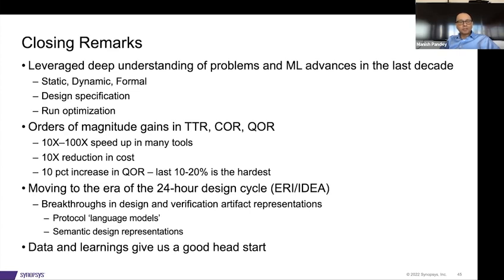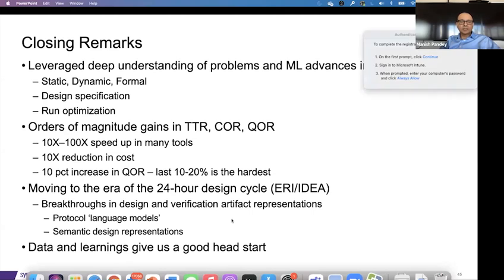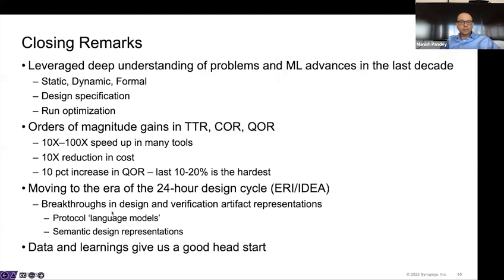We have interesting applications in analyzing and creating design specifications automatically. Again, I should warn you, it's not everything you can do, but given prescribed data specification formats, we can do it fairly successfully. And then obviously intelligent test selection lets you optimize your runs and your IT resources. Leveraging this deep understanding of problems and ML advances, we can get an order of magnitude gain in speedup in runtime, in reduction in cost, and at least a 10 percentile improvement in quality of results.